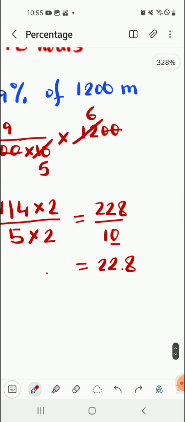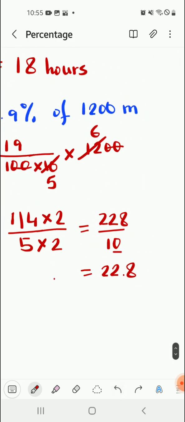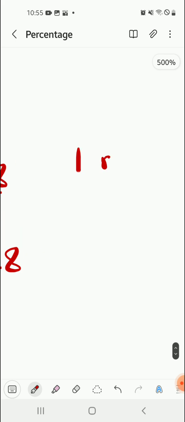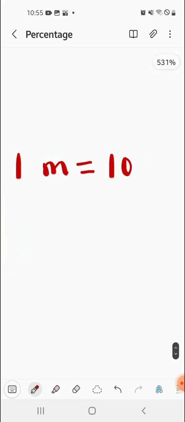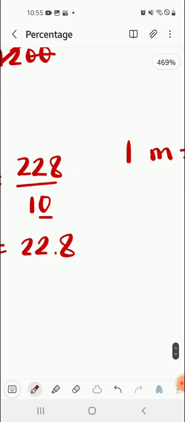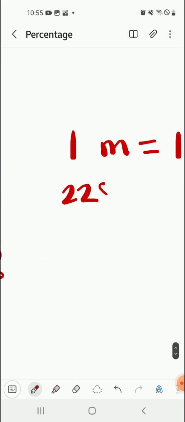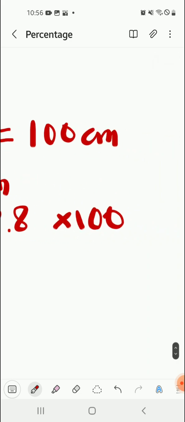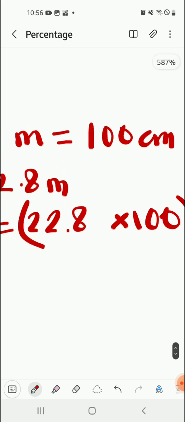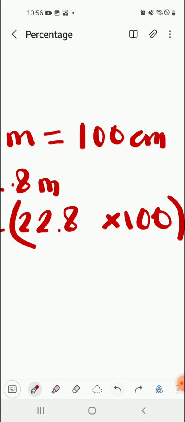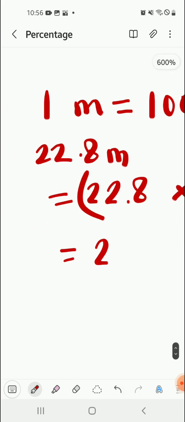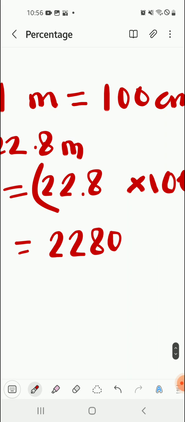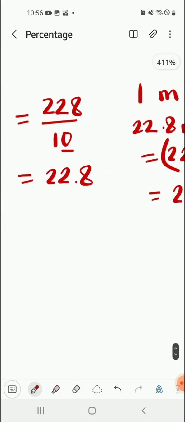So my answer is, the question was 1200 meter, so you know that 1 meter is equal to 100 centimeter. So therefore 22.8 meter will be 22.8 into 100 centimeter, right? So the decimal point will get shifted twice, once and twice, because there are two zeros. So my answer becomes 2280 centimeter, or you can also write 22.8 meter.